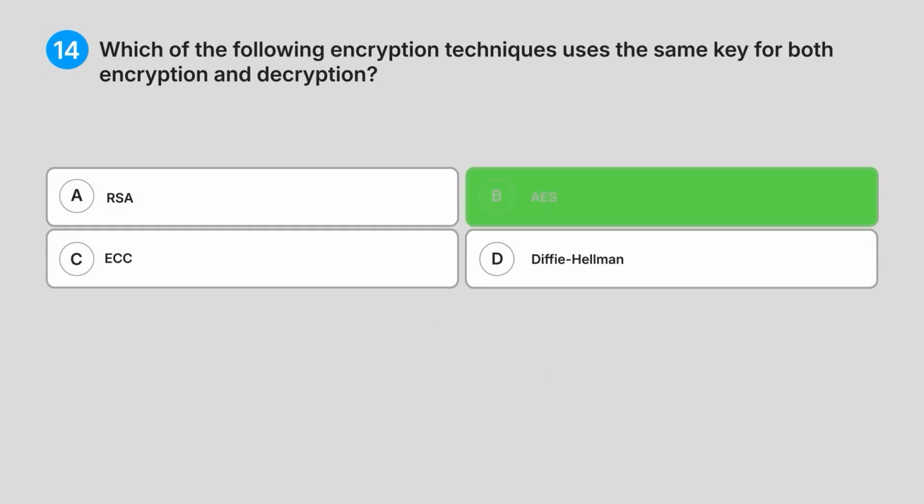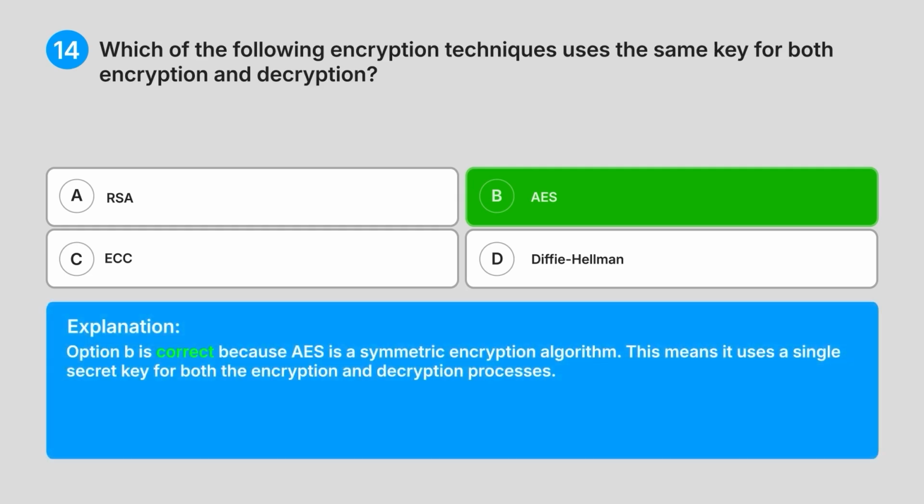Correct answer, B. AES. Explanation: option B is correct because AES is a symmetric encryption algorithm. This means it uses a single secret key for both the encryption and decryption processes.